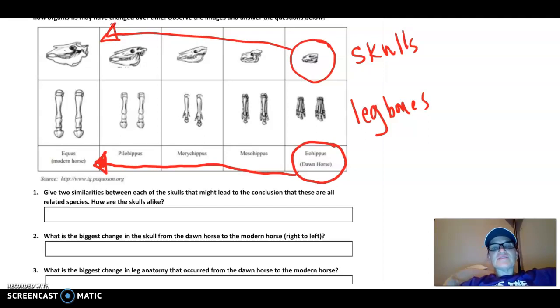Go ahead and answer these 3 questions and then move to the second line of evidence, embryology.